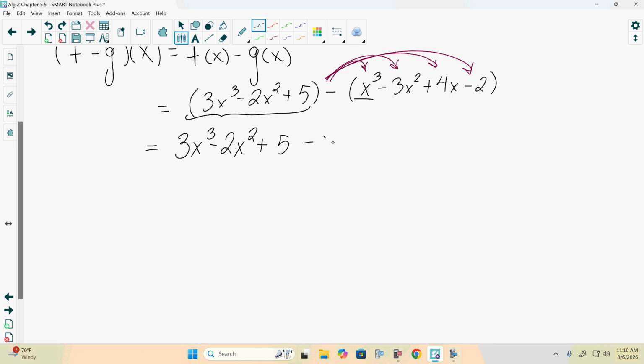So our x cubed is going to be negative x cubed. Our negative 3x squared is actually going to become positive. Our positive 4x is now negative, and our negative 2 is now positive. Questions on how we got here?